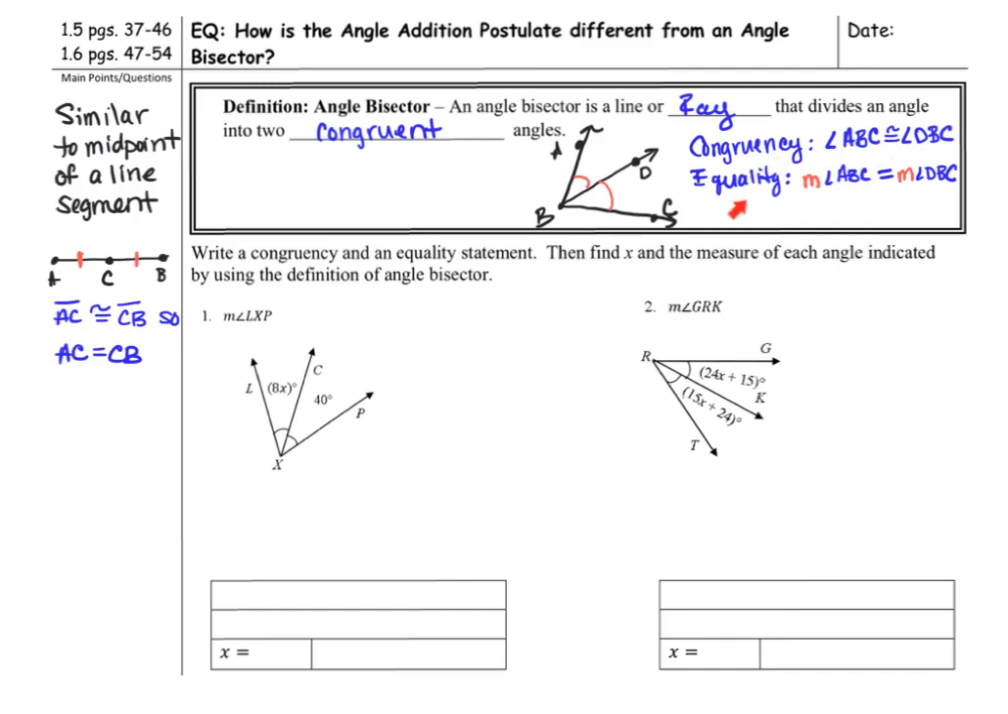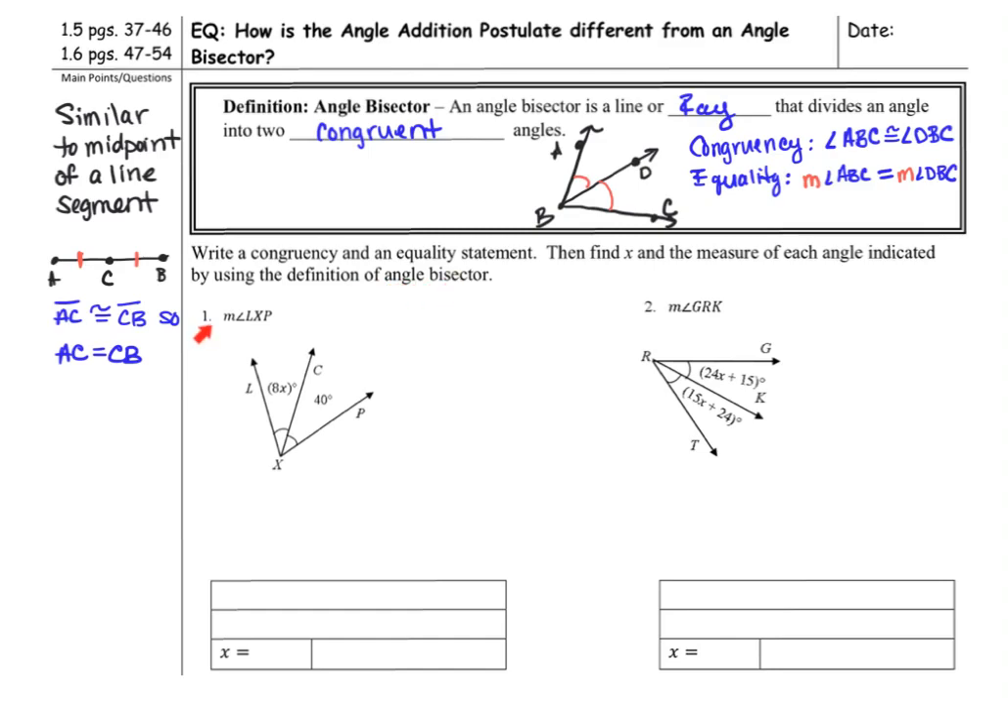So when you're talking about congruency, you only need just the angle symbol. When you're talking about equality and you're saying that their measurements are equal, you want to make sure you put an M in front. And again, you only use the M when you have the equal sign. So for these next examples, we're going to write congruency and equality statements. We're going to solve for x, and then we're going to find the measure of the angle indicated by using the definition of an angle bisector.